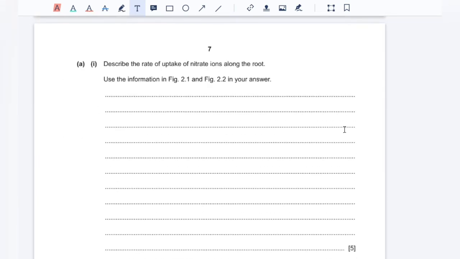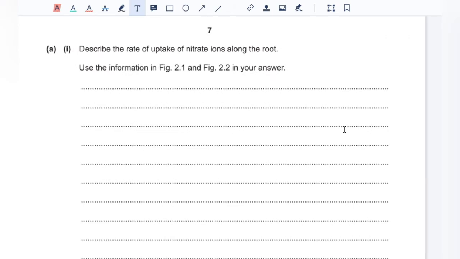A1. Describe the rate of uptake of nitrate ions along the root. Use the information in Figure 2.1 and Figure 2.2 in your answer.